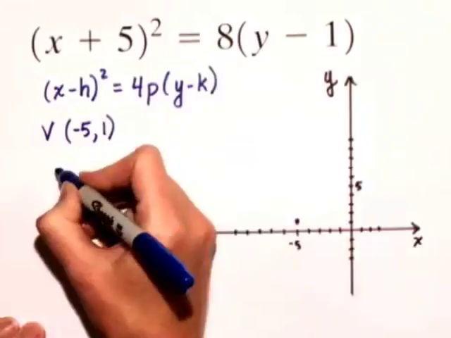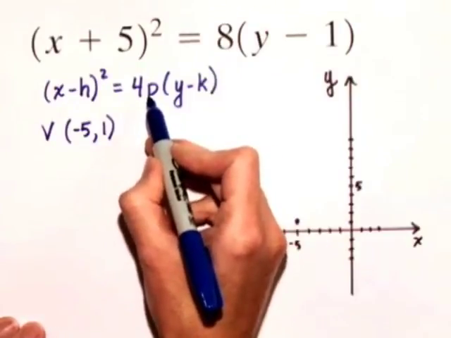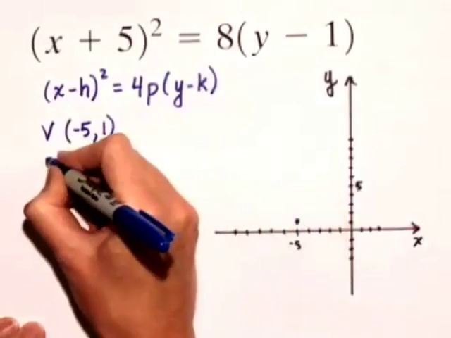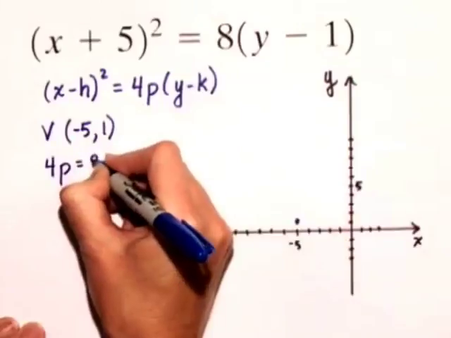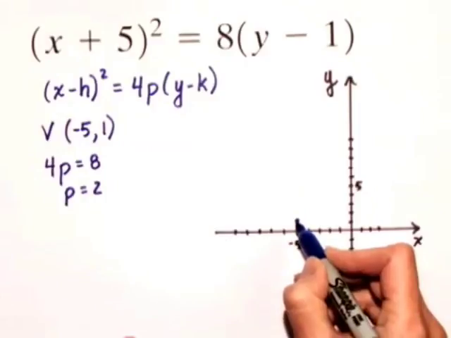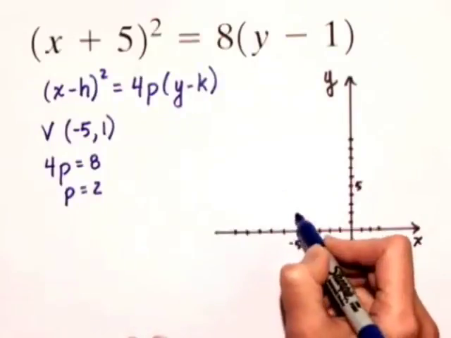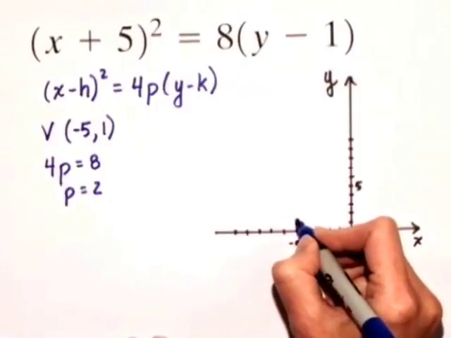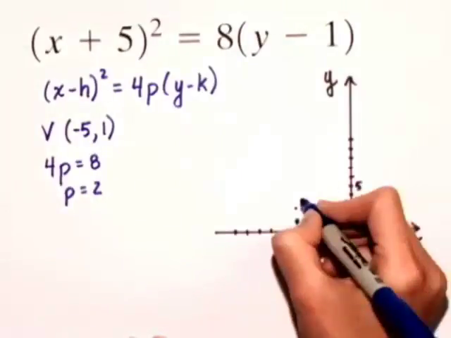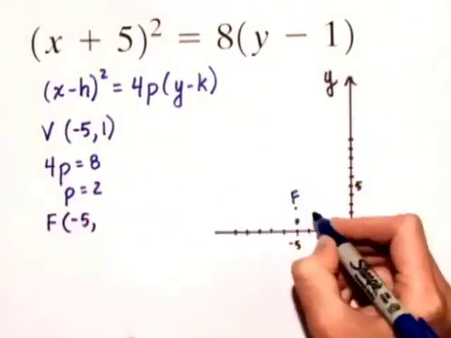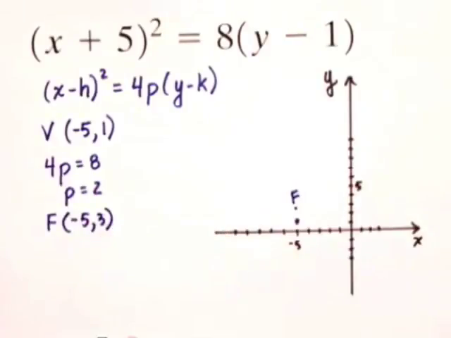So let's find next the focus. We can use p in order to help us find the focus. We can set 4p equal to 8, and we get p is equal to 2. Since we decided that this is a parabola that opens up, our focus is located p units above the vertex, or 2 units above the vertex. So from (negative 5, 1), we go up 2 units, and our focus is located at (negative 5, 1 plus 2), which gives us 3.